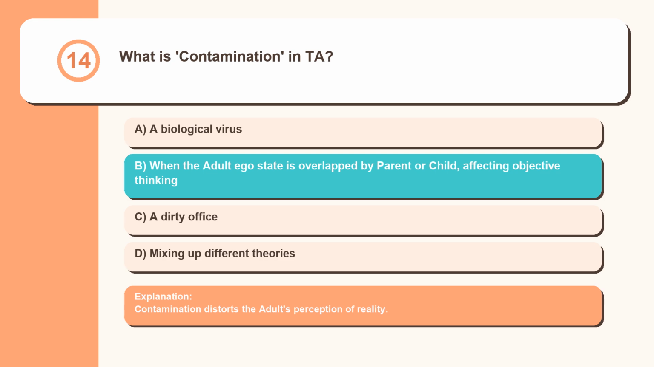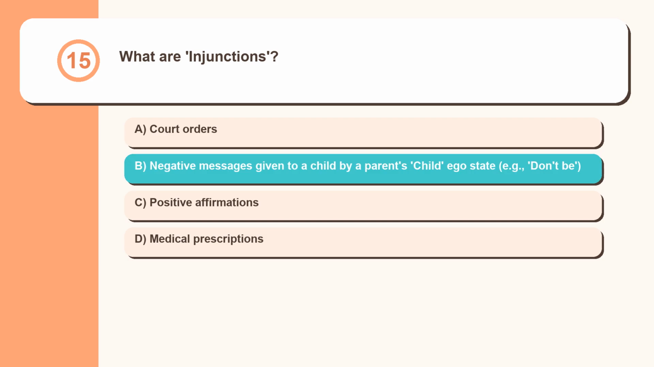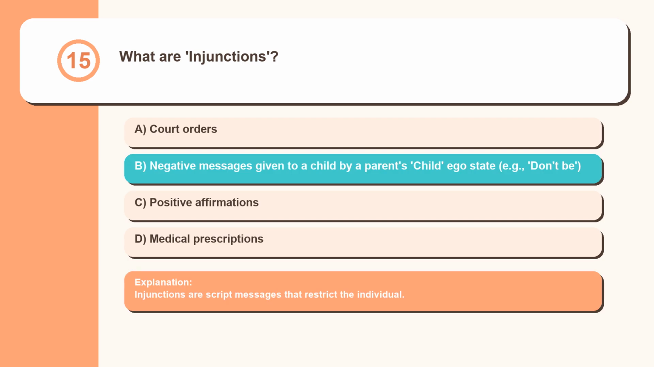Question 15. What are injunctions? Court orders, negative messages given to a child by a parent's child ego state, for example, "don't be"; positive affirmations; medical prescriptions. Injunctions are script messages that restrict the individual.